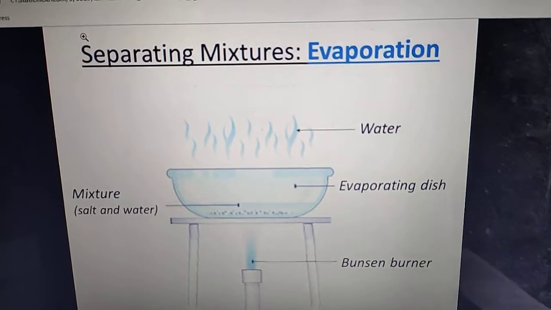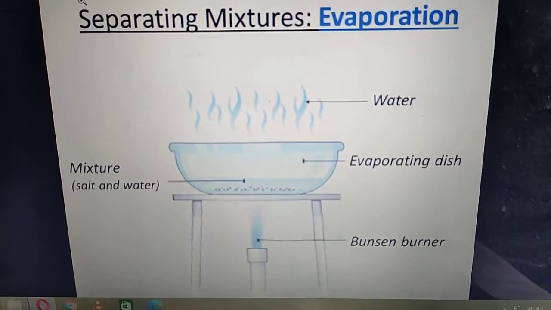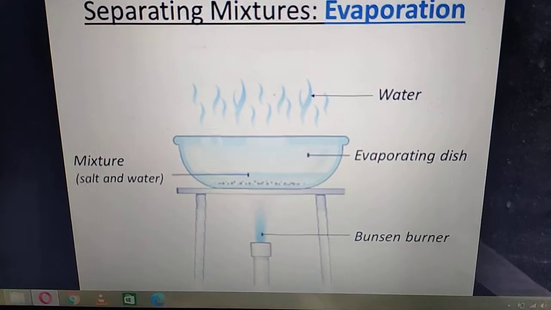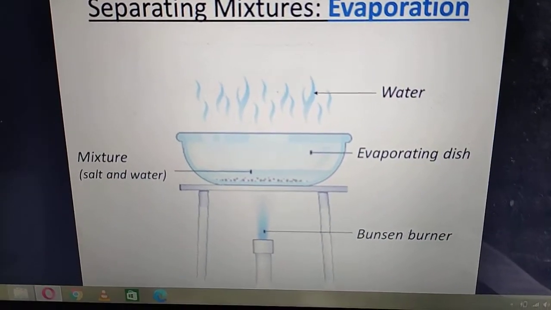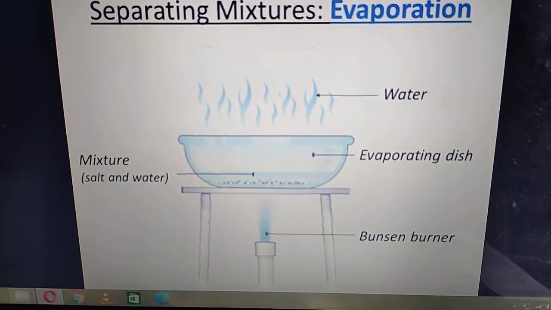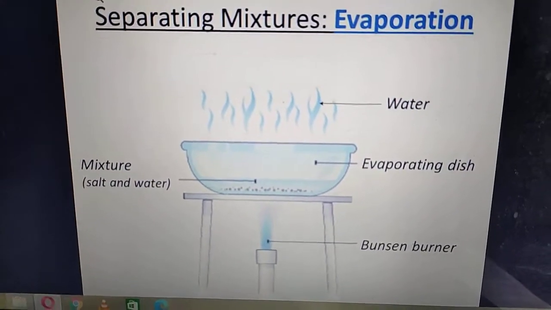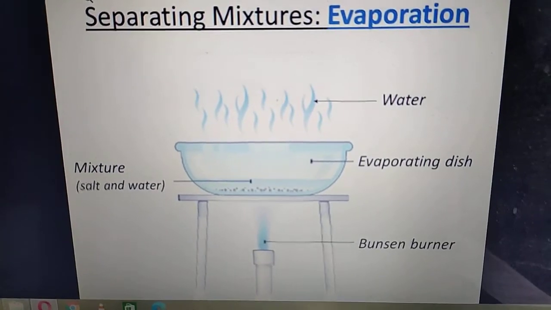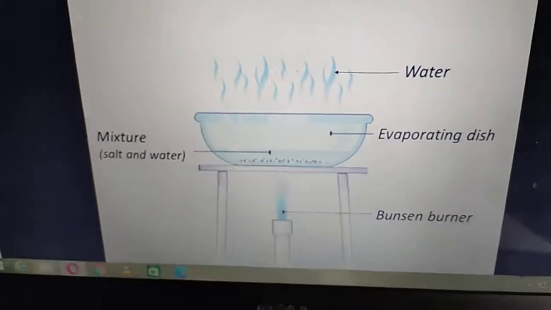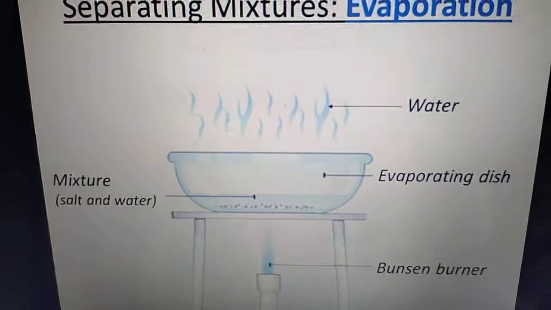Good morning, students. Today we will learn how a soluble solid is separated from its solution. There are some methods, and if you use those methods, you can separate a soluble solid from its solution. The first method is evaporation and the second is crystallization. So let's see how evaporation can be done to separate a soluble solid from its solution.